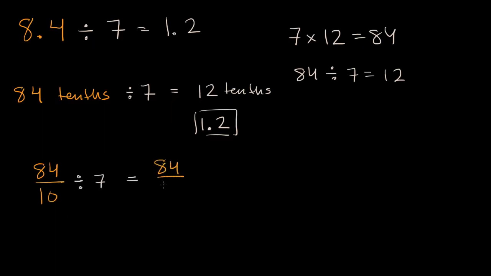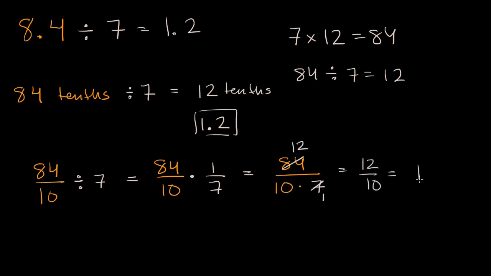So it's 84 over 10 times 1/7, which is equal to, well, let me write it this way, 84 over 10 times 7. And now we could simplify this. If we divide the numerator and the denominator by 7, 84 divided by 7 is 12. 7 divided by 7 is 1. 12 divided by 10 is going to be equal to 12 tenths, which is 1.2. We could write this as 1 and 2 tenths, or 1.2.